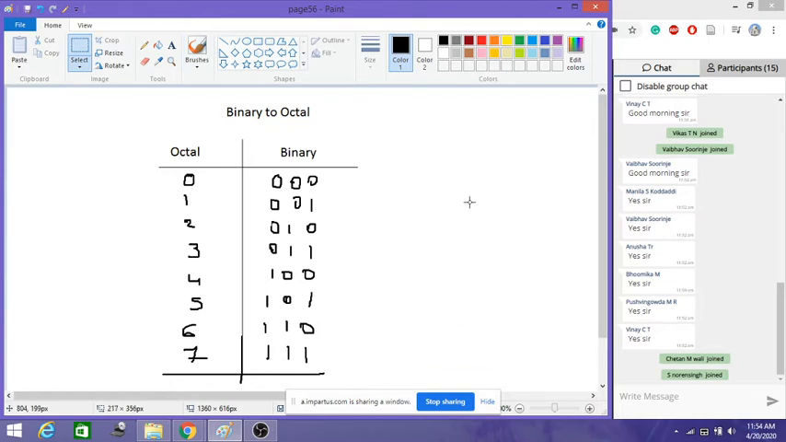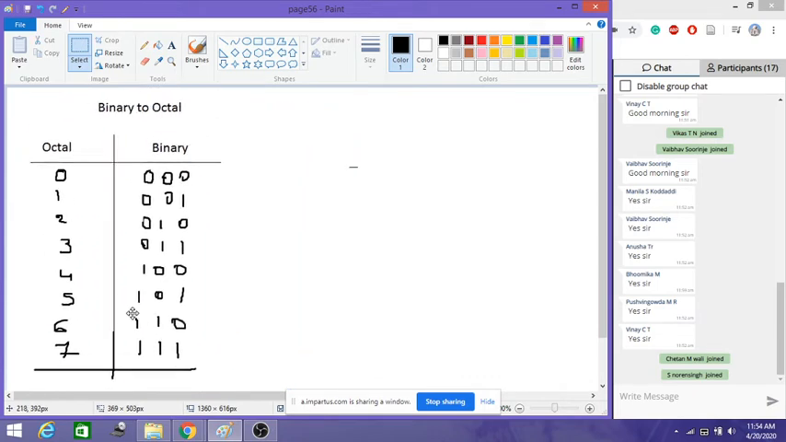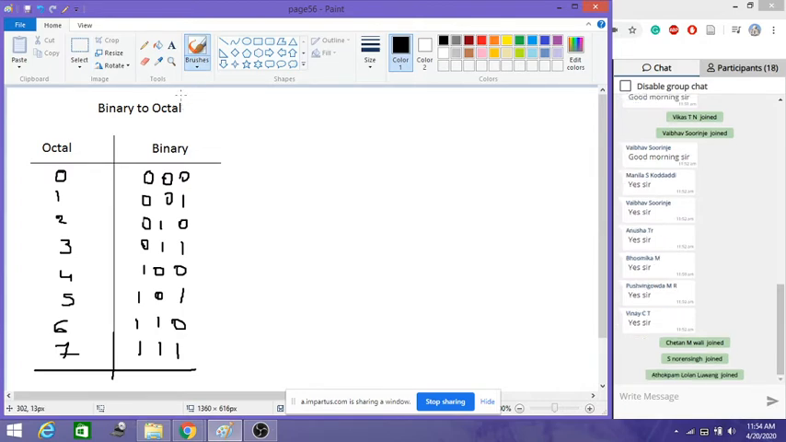Let us take an example and see how to convert the given binary number to an octal number. Let's take an example here. Say we are given a binary number, 1 0 1 1 0 1 1 0 0 0 1 0 point 1 0 1 1 1 0, some number like this in binary. We have to convert this to an octal number.